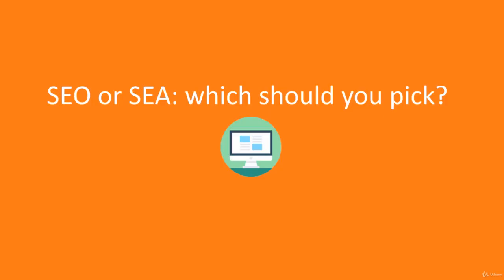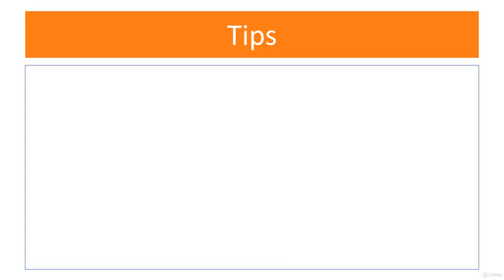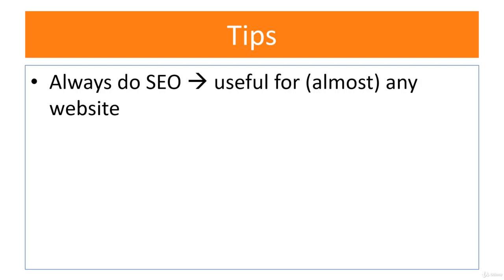So now we come to the key question. What should you choose? SEO, SEA, or perhaps both? You are now well aware of the pros and cons of SEO and SEA, making it easier for you to choose which one of these search engine marketing methods to use. But here are some useful tips to help you make the right choice. I would suggest to always do SEO. This is useful for almost any website.